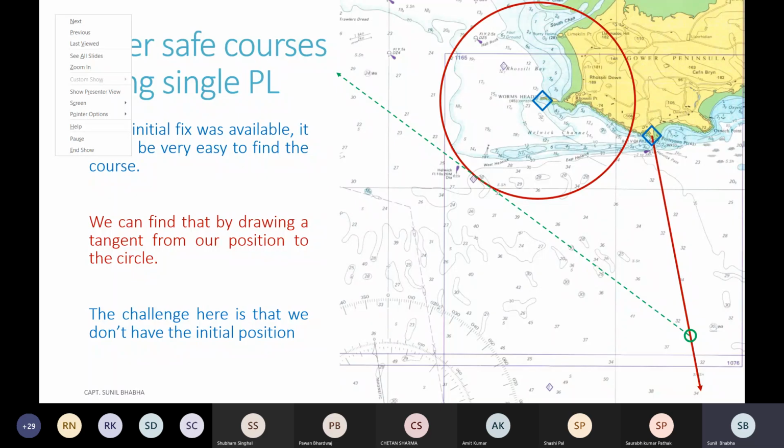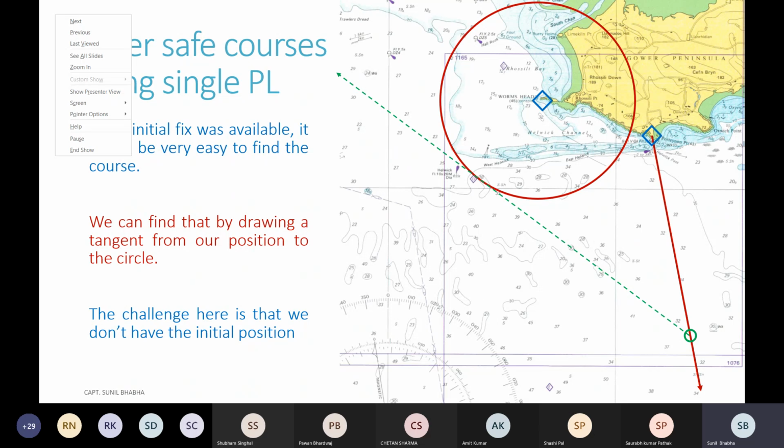Okay, so let's see now what method can we follow so that we are on a safe track and we always maintain this required distance from the worm's head point. What we are aware of is only a position line. Our position can be anywhere on this line.